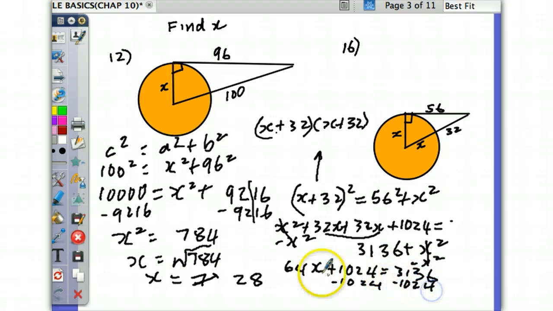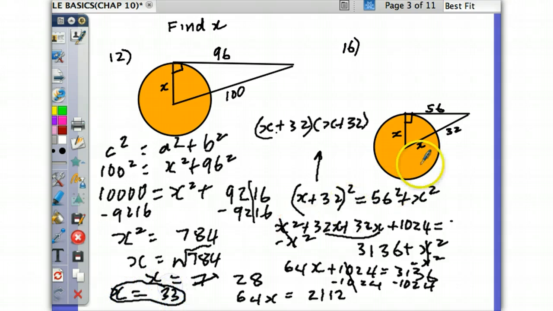Okay, Jessica, go ahead for me, please. 64x would be equal to 2112. All right, divide by 64, and I get x is equal to, everybody got that? 2112 divided by 64. Is it 33? Okay, 33.